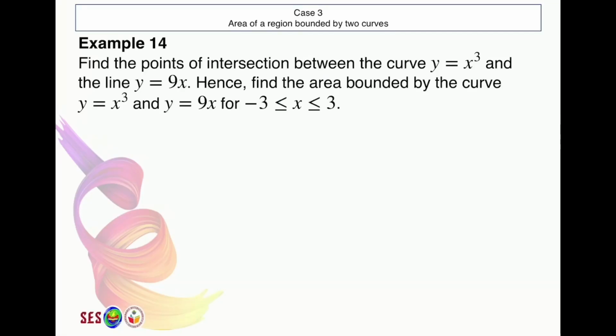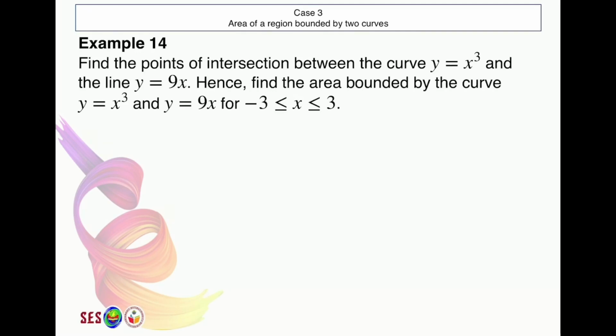Okay, so in this example, we are going to find the points of intersection between the curve y equals x cubed and the line y equals 9x, and we are later going to find the area bounded by the curve y equals x cubed and y equals 9x for x greater than or equal to -3 and less than or equal to 3. So we are going to first start by sketching our graph.